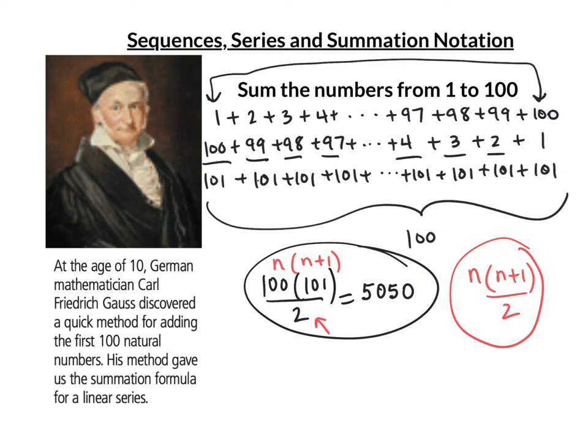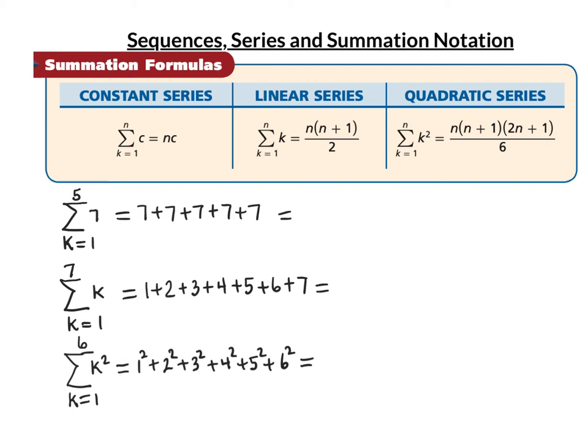Here are three formulas you need to write down in your notes. If I want to add up the number C n times, I just take n times C. That's the example below, right here. So if I want to add up the number 7 over and over 5 times, that's 7 plus 7 plus 7 plus 7 plus 7. Notice how there are 5 of them. Of course, it's just 5 times 7, which is 35.